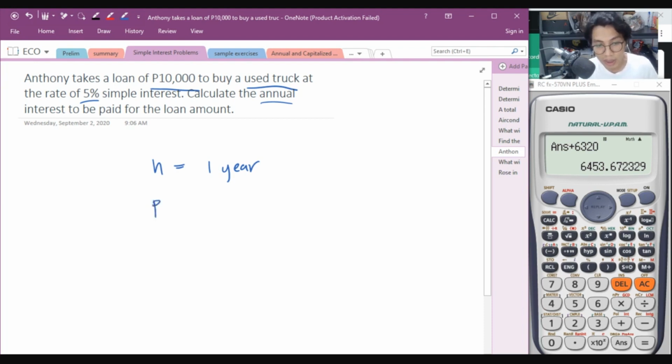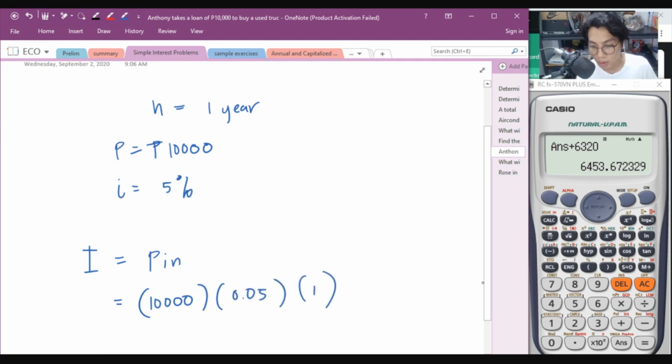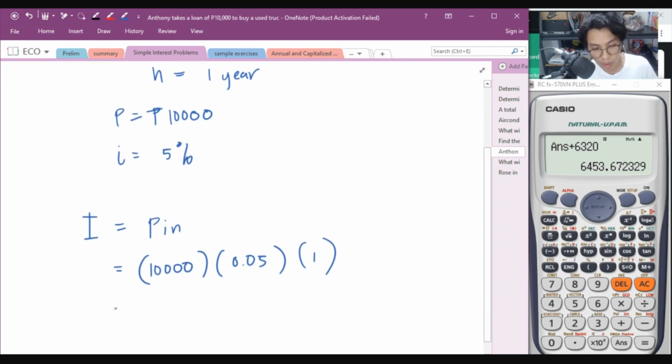So, you have a principal of inutang mo na 10,000 pesos. That is the principal. And then the interest rate is 5%. O, the interest will be, hindi naman sinabi kung anong interest rate. That is 10,000 pesos multiplied to the interest of 0.05 multiplied to 1 year. O, 1 na lang. So, what will be the interest after a year?